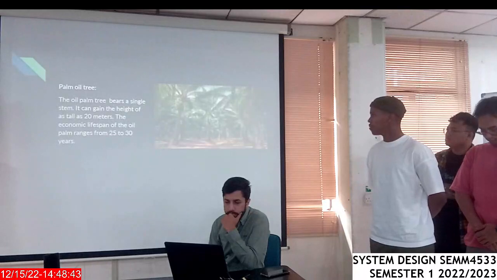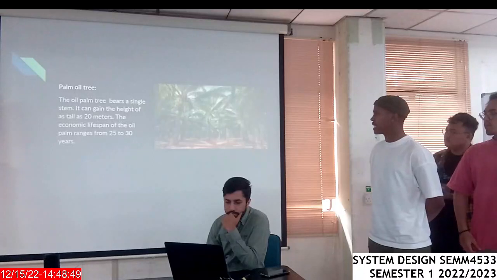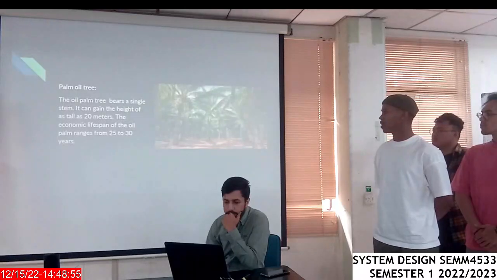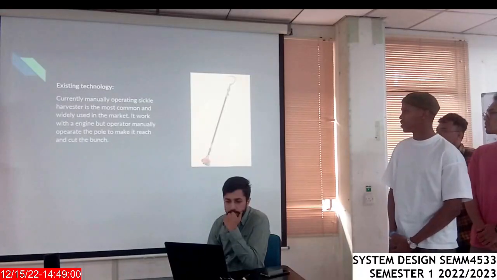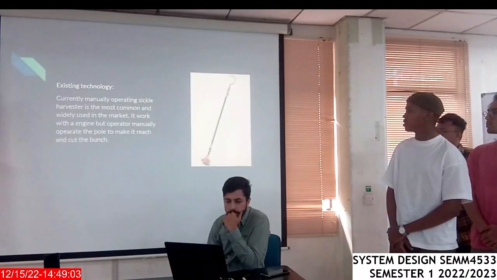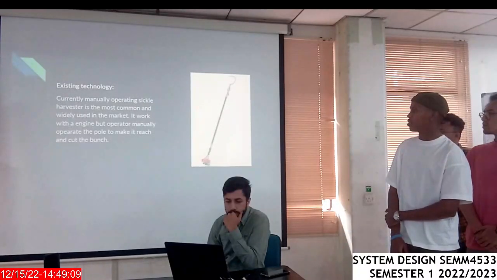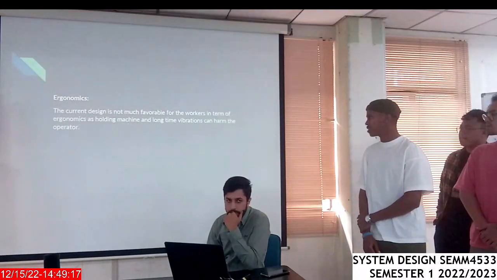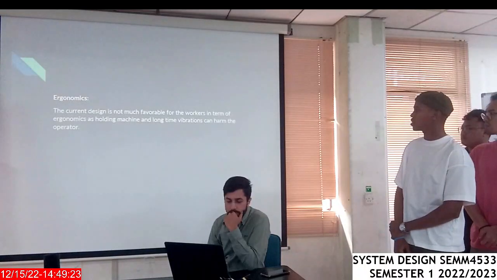The oil palm tree carries a single stem. It can grow as tall as 20 meters. The economic lifespan of the oil palm ranges from 25 to 30 years. The existing technology: currently, manually operated single harvesters are the most common and widely used in the market. It works with an engine but is operated manually, with a pole to make it reach and cut. Ergonomics: the current design is not very favorable for the workers in terms of ergonomics, as holding the machine and long-term vibration can harm the operators.